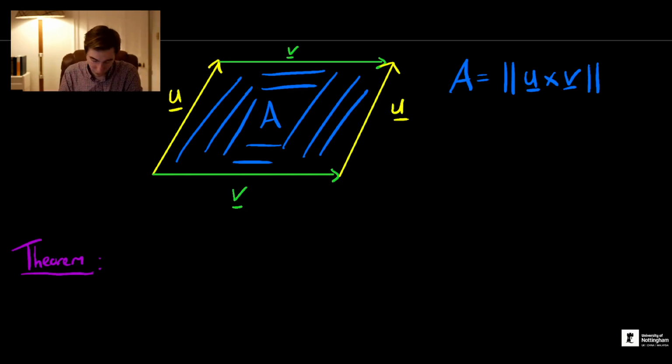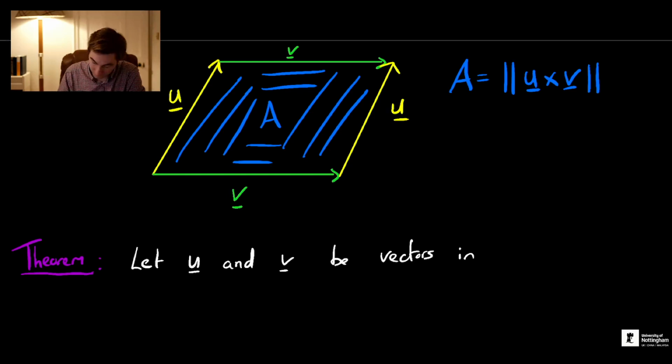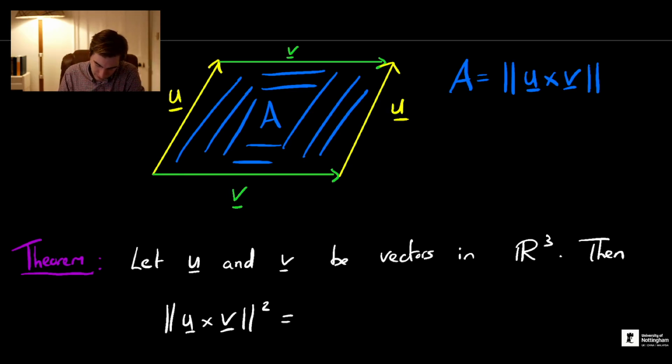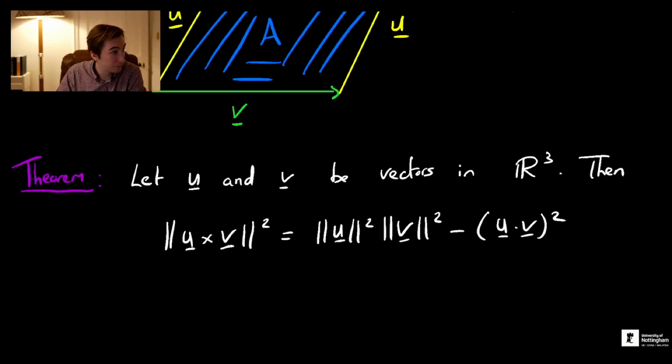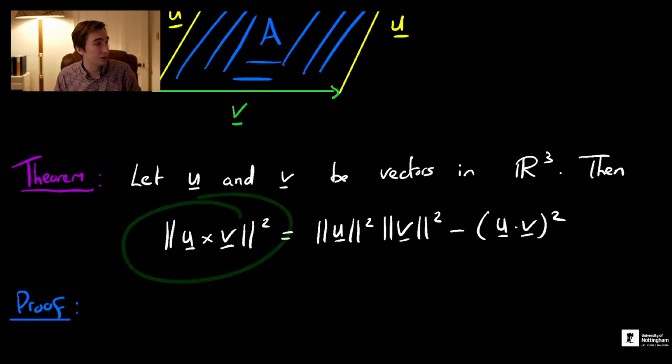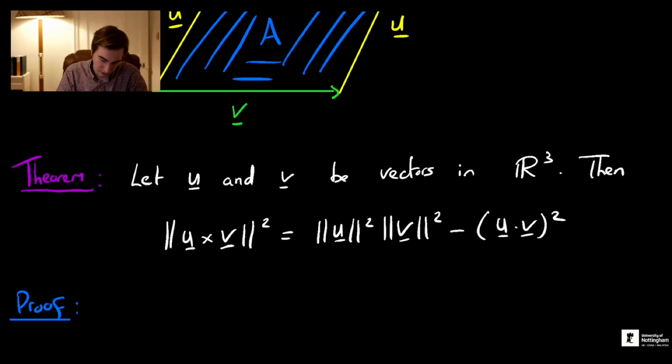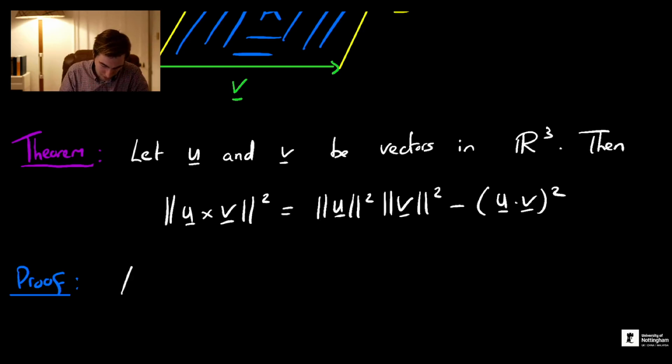So like before, we want to let u and v be vectors in R3. Then we have this relation that the norm of u cross v all squared is the same as the norm of u all squared times the norm of v all squared minus u dot v all squared. Okay, so how would we go about proving this? Well, we can just prove it directly by expanding the left-hand side of this formula, using our definition of the vector product, and then arriving at the right-hand side. So maybe I'll just put a short calculation.